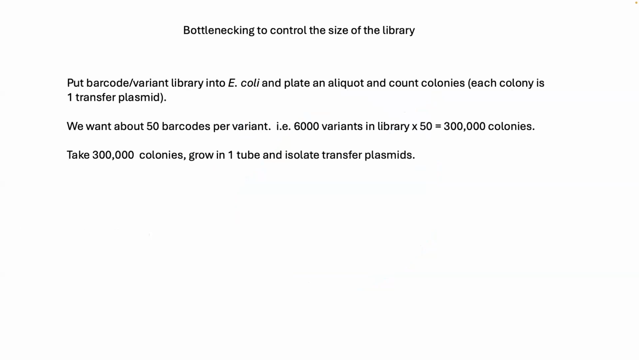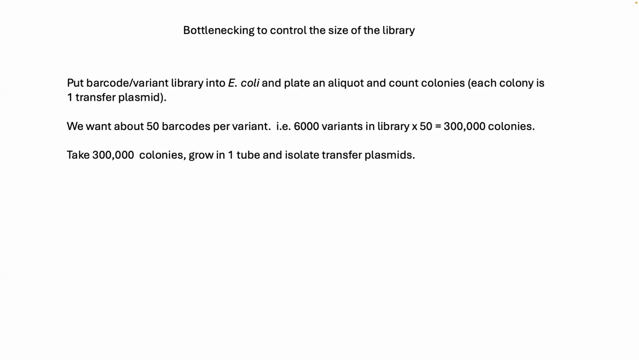We do something called bottlenecking. Just try to get your head around this. It's pretty cool. We don't want millions of barcodes per variant. We want about 50. So what we do is we take the plasmids, we put them into bacteria. We take an aliquot of the solution, put it on an agar plate, and count the number of bacterial colonies. Each bacteria is one plasmid.